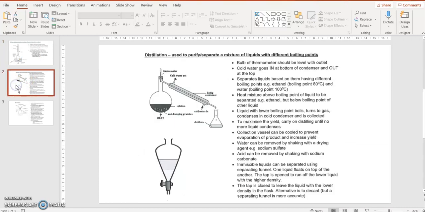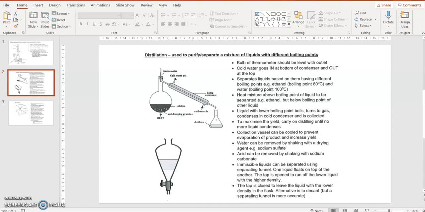How do you separate two liquids then? Well, if they've got different boiling points, then you can heat them up in a round bottom flask and distill them. The bulb of the thermometer, if you have to draw it, should be level with the outlet, and cold water goes in at the bottom and out at the top. It separates liquids based on their different boiling points.